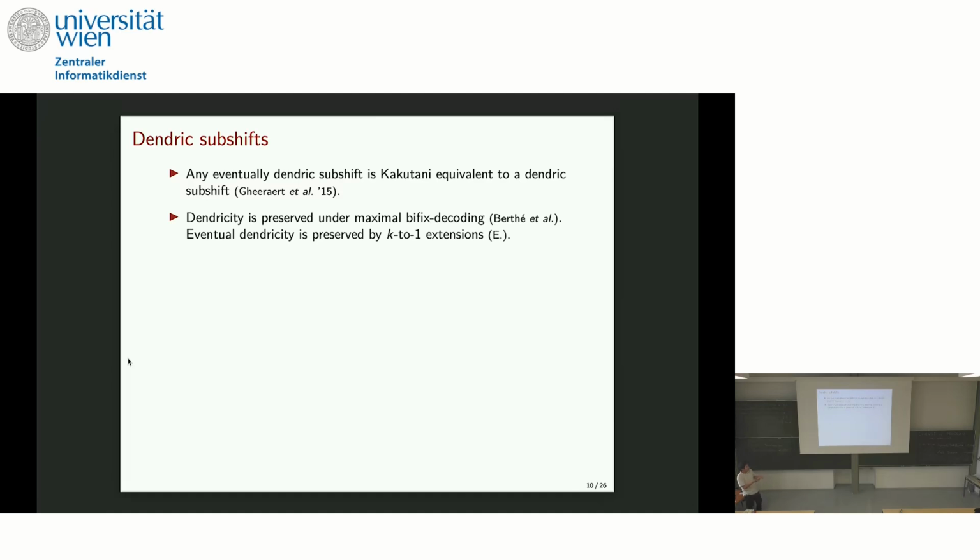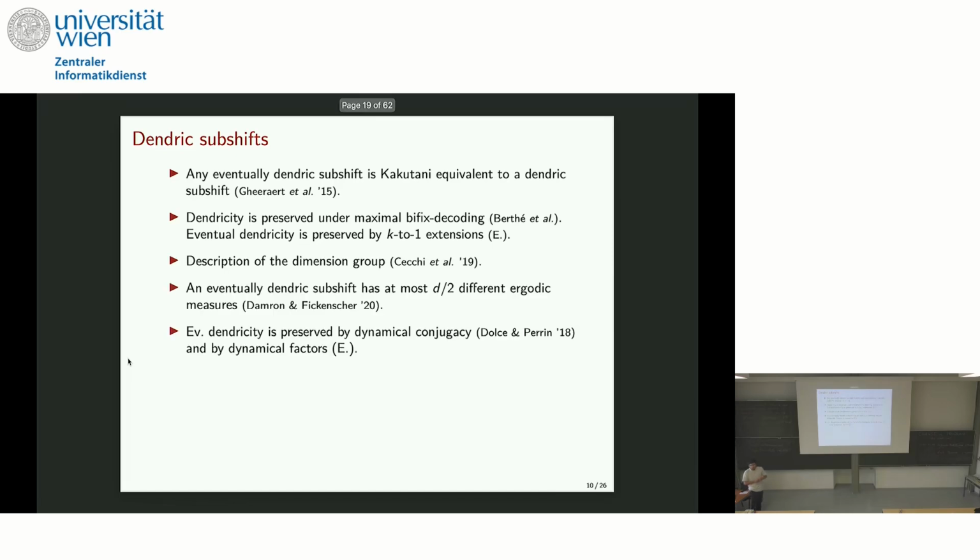I was saying that this is, in some sense, the dynamical closure of dendricity. We also have that dendricity is preserved under some number of operations, for instance maximal bifix decoding. On the other hand, eventual dendricity is preserved by dynamical versions of these things: K-to-1 extensions, dynamical conjugacy, and dynamical factors. We have descriptions of the dimension group and bounds for the number of different ergodic measures that can occur here.